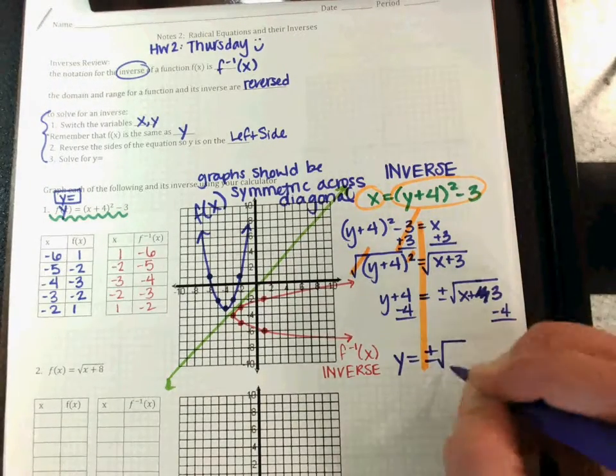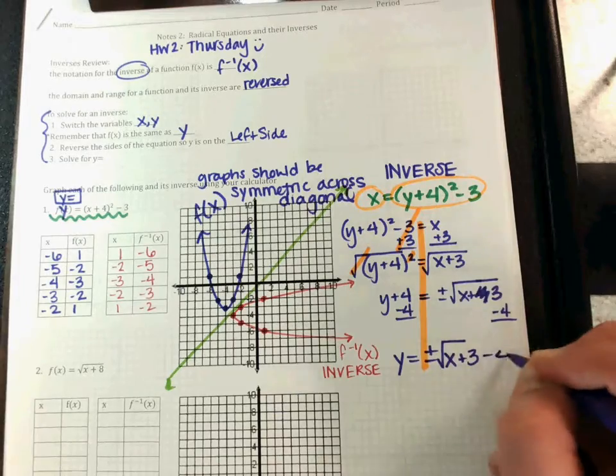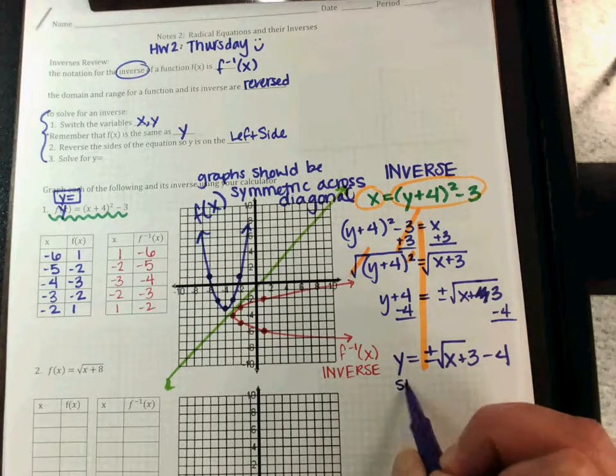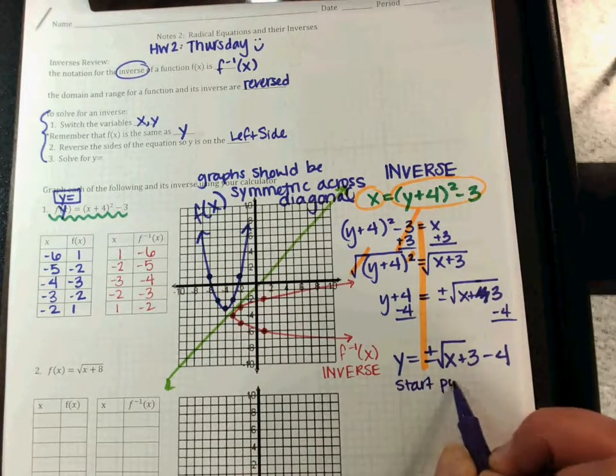Is it an i or something? No. Because the negative is not inside the square root. That's where the i's were, all the imaginary numbers. Now, I want to point something out to you. We learned how to graph these yesterday. What would your start point be if I asked you to graph this yesterday?